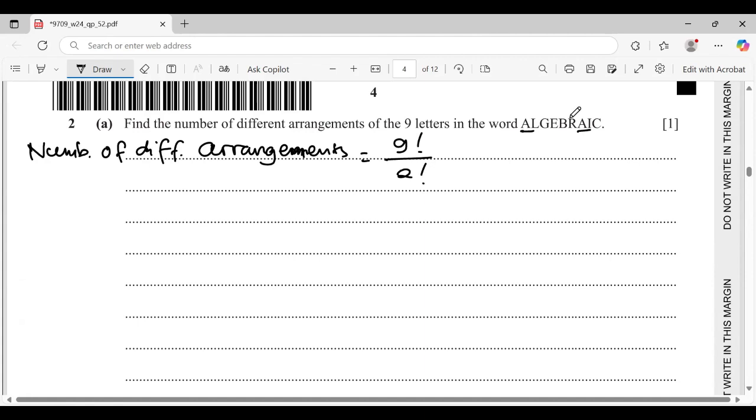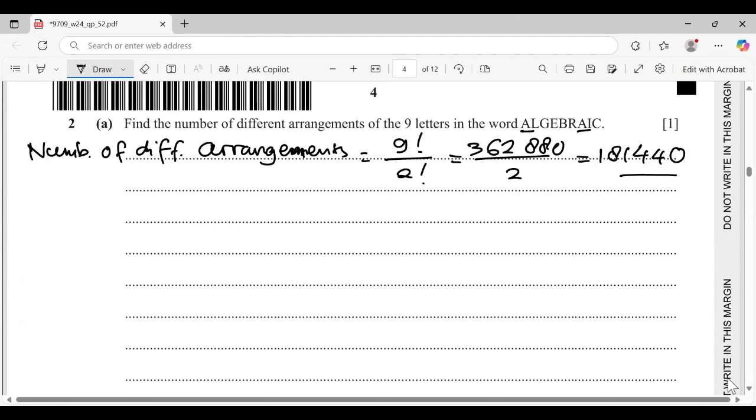From 9 letters, and then 2 A's. Okay, so if you calculate, this is 362,880 divided by 2, and the result is 181,440.